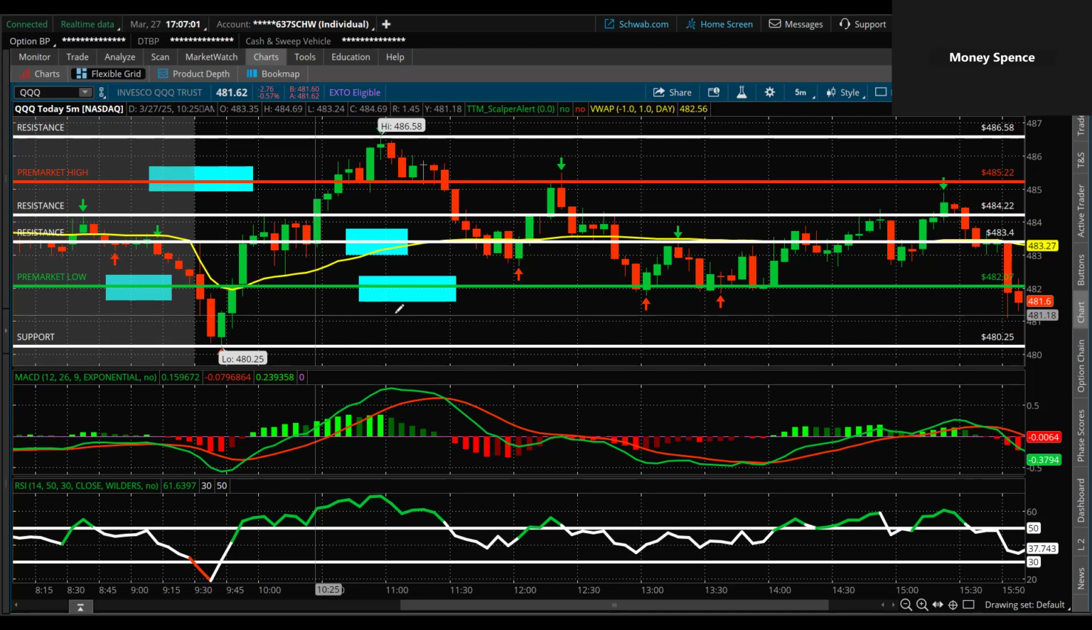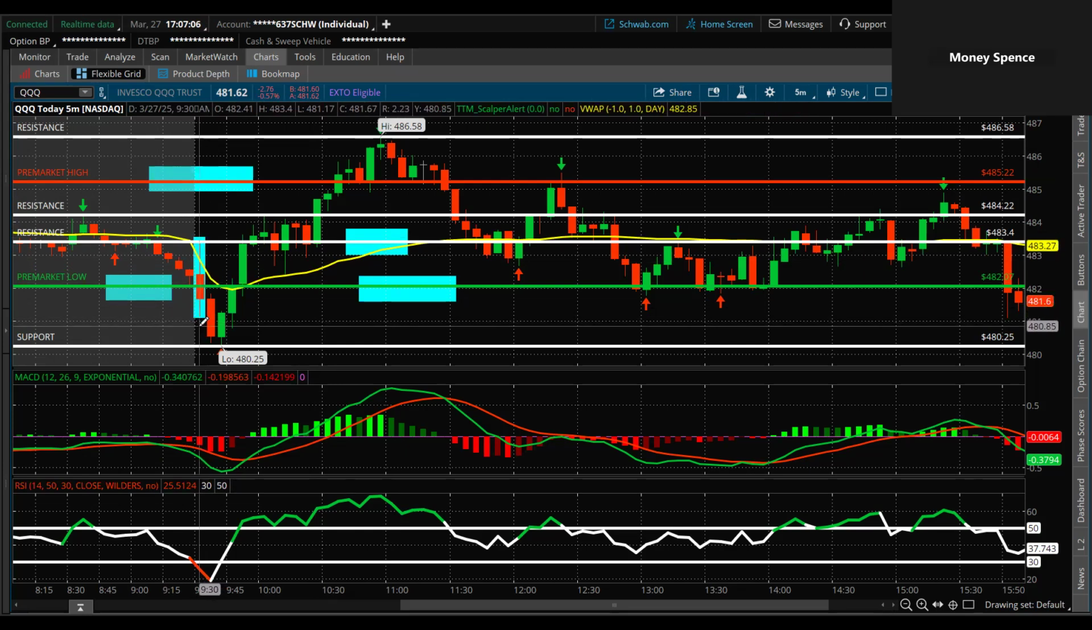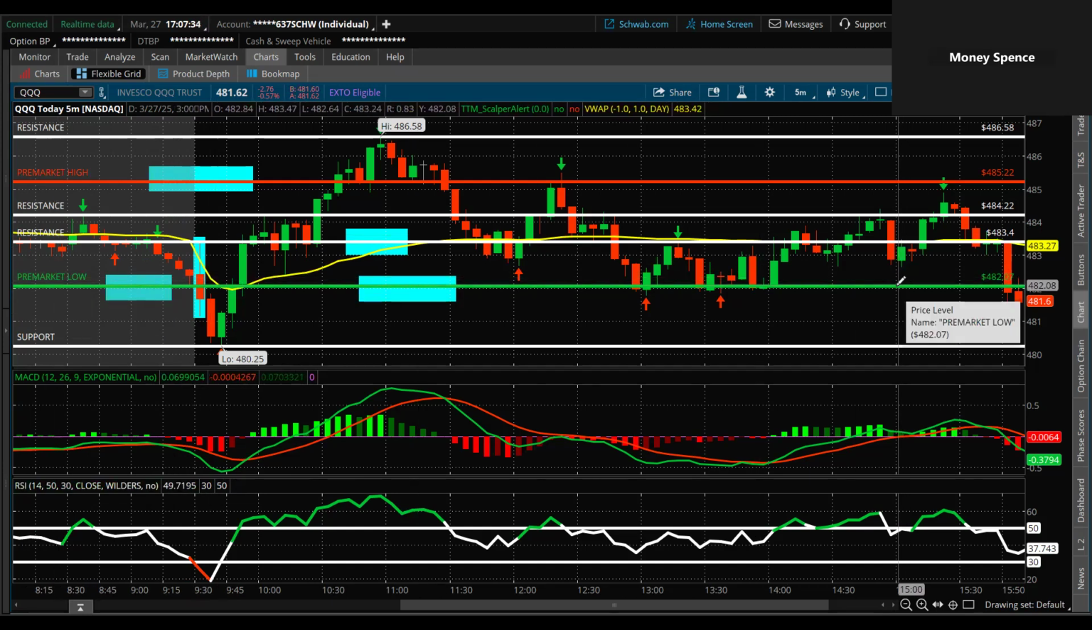Let's say, for example, you purchased right here the $483 puts, once we dropped below VWAP. The reason I said purchase the 483 puts is because we had resistance at $483.40. Or if you wanted to be on the safe side and purchase an option at a lower price, you could have purchased the pre-market low strike at $482.